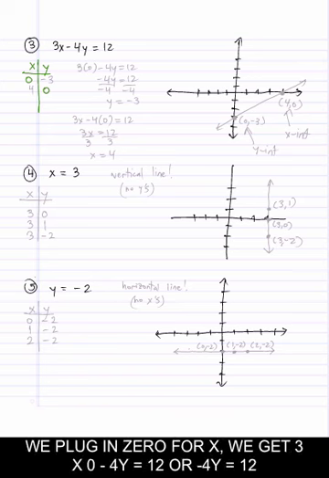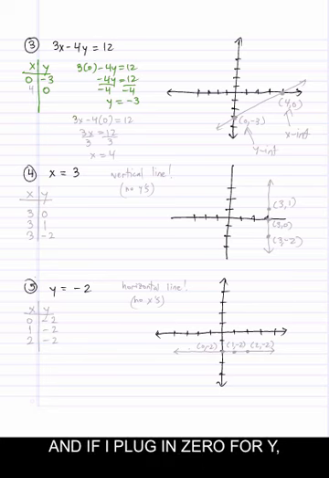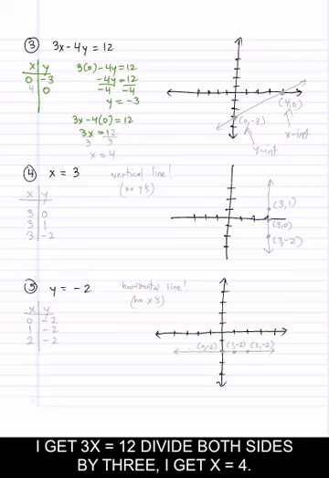If we plug in 0 for x, we get 3 times 0 minus 4y equals 12, or negative 4y equals 12. Divide both sides by negative 4. I get y equals negative 3. And if I plug in 0 for y, I get 3x equals 12. Divide both sides by 3, I get x equals 4.